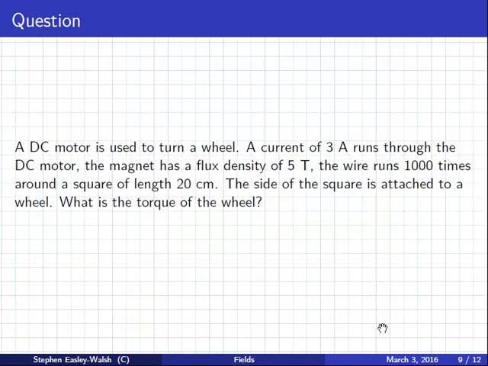Right, the second one. A DC motor is used to turn a wheel. A current of 3 amps runs through the DC motor. The magnet has a flux density of 5 Tesla. The wire runs 1,000 times around a square of length 20 centimeters. The square is attached to a wheel. What is the torque of the wheel? Write this one down.